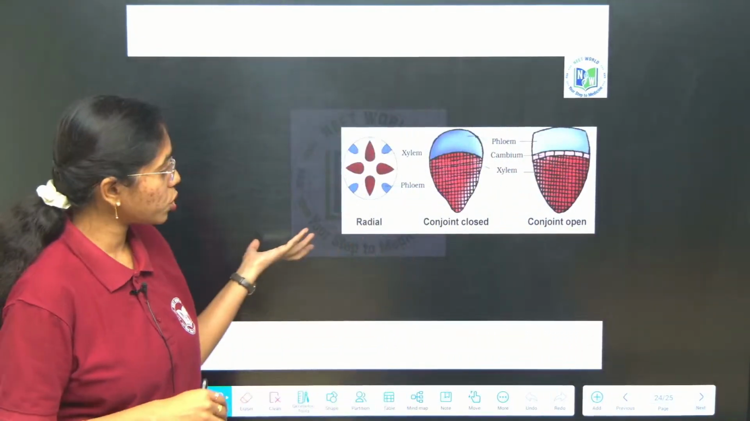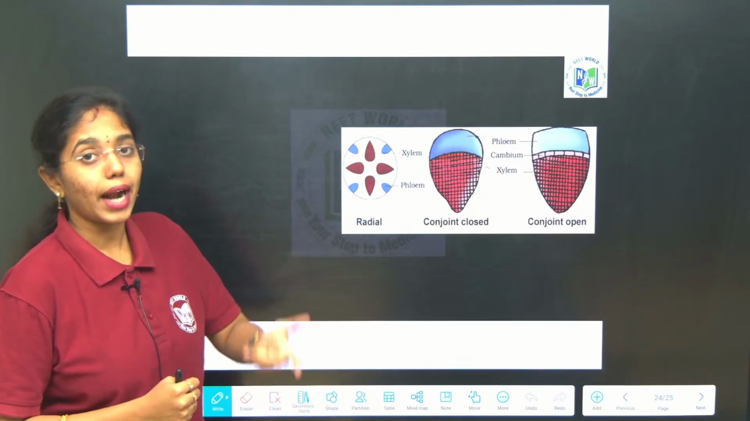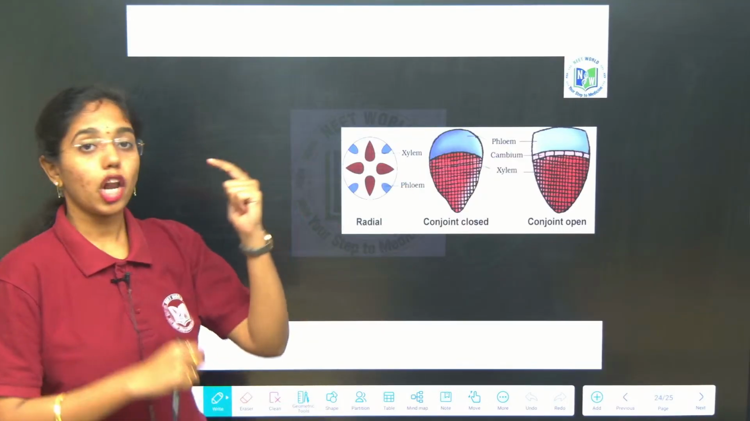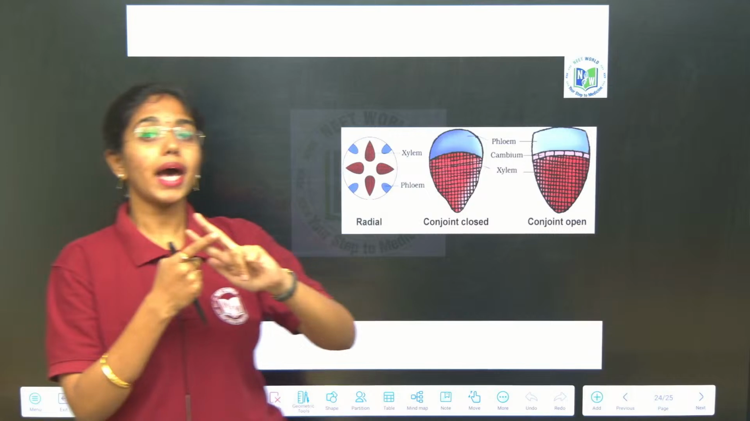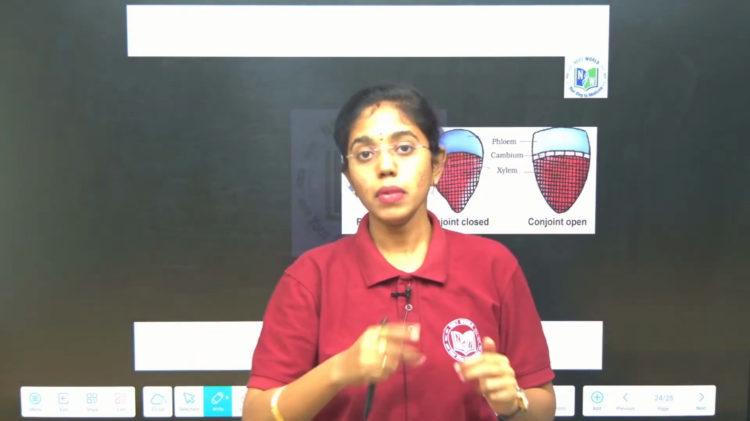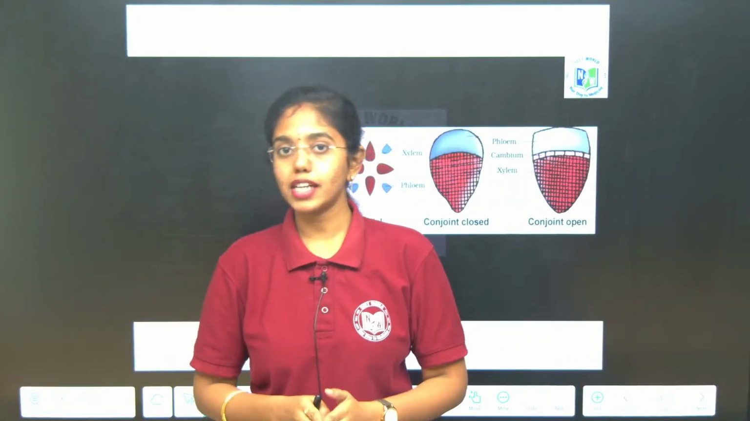Then we will see how vascular bundles are arranged. We have different types of arrangement for which we will use terms like radial, conjoint, collateral, bicollateral. This we will see in our next class, along with tissue systems and comparative analysis between dicot, monocot, shoot, root, stem and leaf. So, that is all for today's session, students.